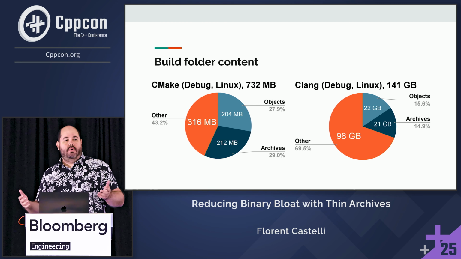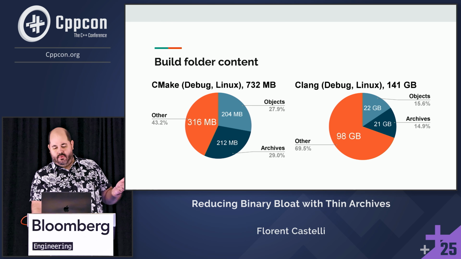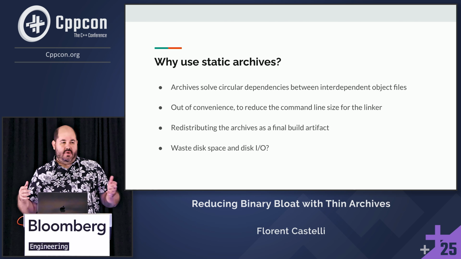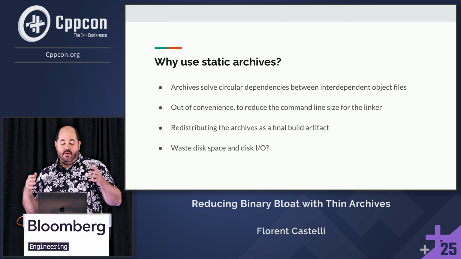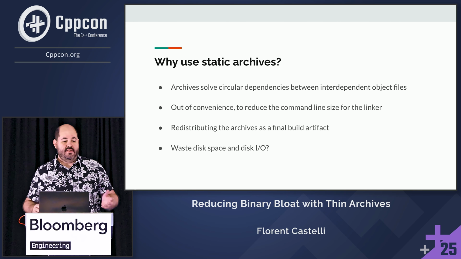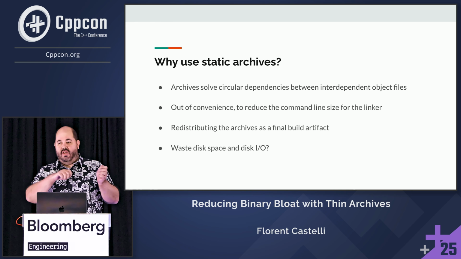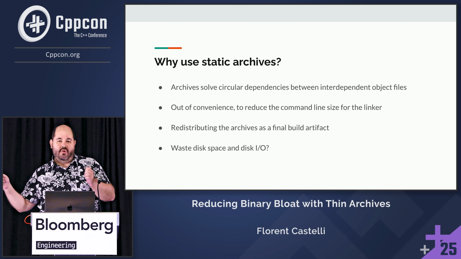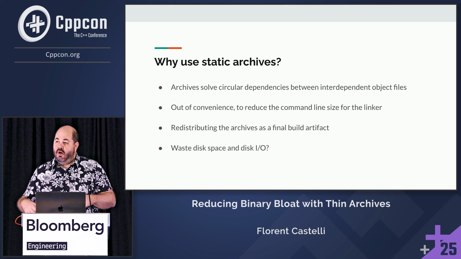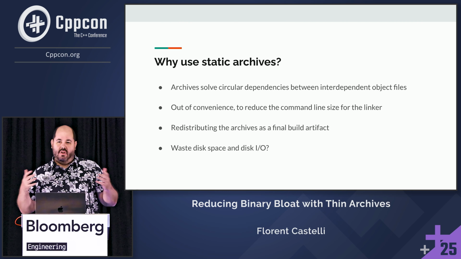And as I told you, archives contain a copy of all the objects. It feels a little bit wasteful. So why do we use static archives? Well, static archives are a solution to solve circular dependencies between interdependent object files, because sometimes the linker needs to go find a symbol and usually finds the symbol in the things after it on the command line. But if you have circular dependencies, it doesn't really work, so you put things in archives. That's also a way that is way more convenient to link things.